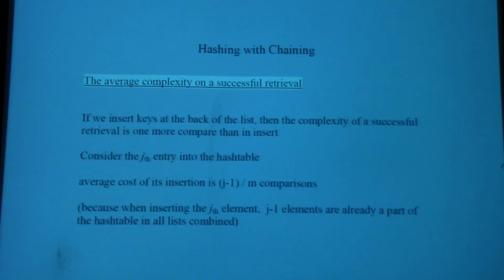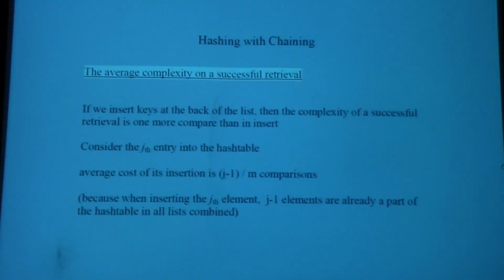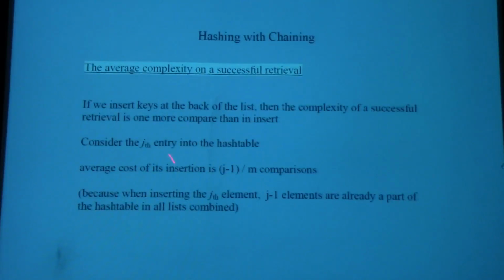All right, so let's look at the expectation of the average complexity of a successful retrieval. Let's think about what a successful retrieval means. A successful retrieval means that I compute the list, I go to the list, I compare the first key, I may or may not match it. I compare the second key in the list, I may or may not match it. But before I compare the last one, or at the last one, I will match it.